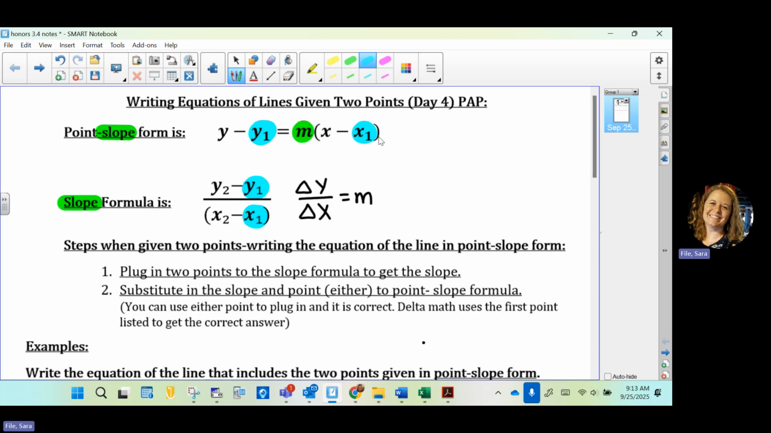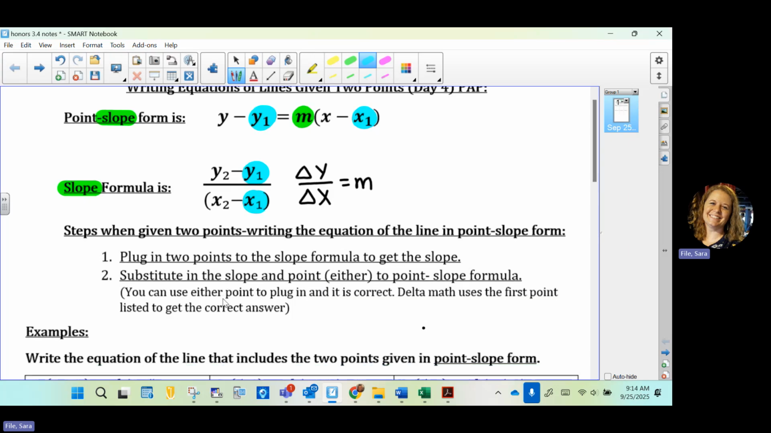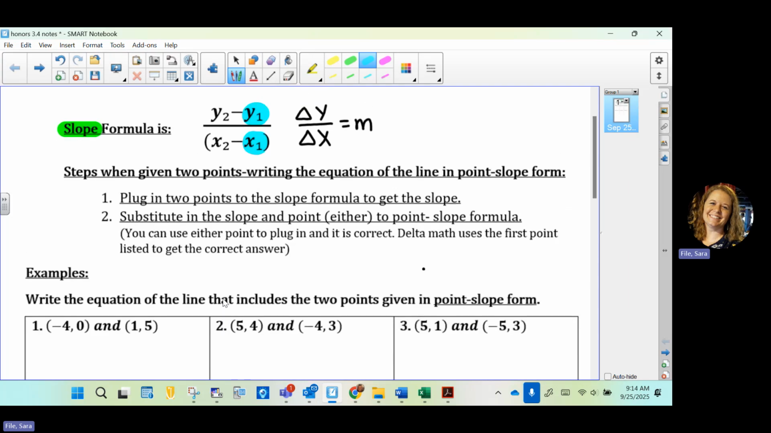Then depending on how it asks the question, you may need to then convert point slope back to slope intercept form. Okay, so you're going to plug your 2 numbers into slope formula, substitute slope and either of the points. Okay, and then if you need to solve for y, solve for y. Everybody good with that? Yes.